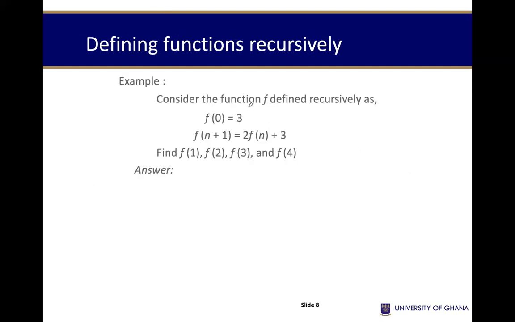Now, let's look at this example. And this one, I want you to give it a try, your own, right? Consider the function f defined recursively as follows. f of 0 equals 3, f of n plus 1 is equal to 2 f of n plus 3. The main thing is to find f of 1, f of 2, f of 3, and f of 4. Can you please try your hands on it? Please use some 3 minutes to try your hands on this, then we continue.